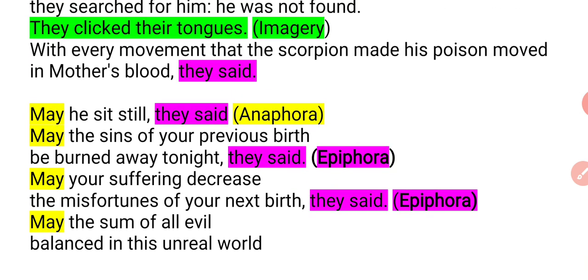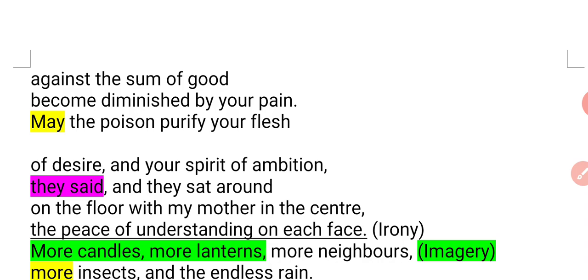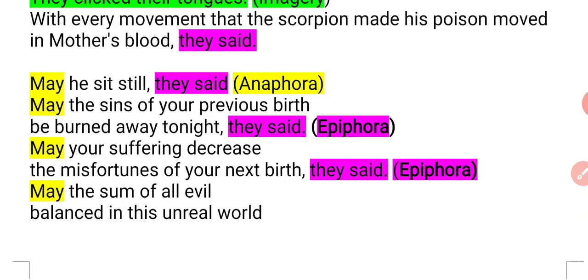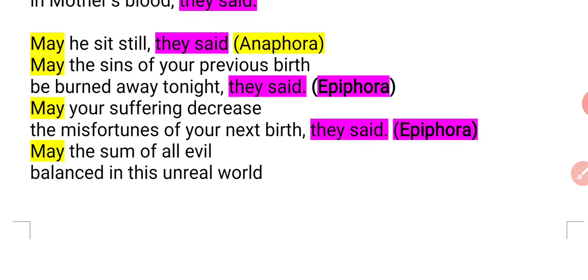They said again and again, repeated. It is called epiphora. Epiphora is when a phrase or a word is repeatedly used at the end of a sentence. And here you can see it in yellow color, may, and here again may, and then more. When a word or a phrase is repeatedly used in the beginning of a sentence, it is called anaphora. So in this poem, the poet has used both the anaphora, which is the beginning of a sentence, and the epiphora, which is at the end of a sentence. So I have given different colors here.